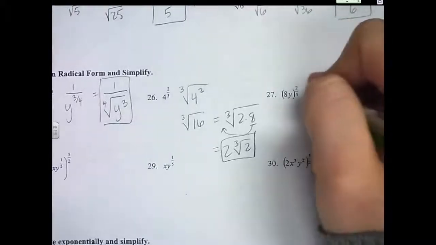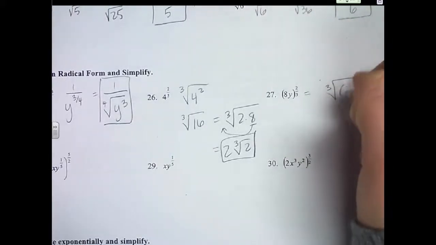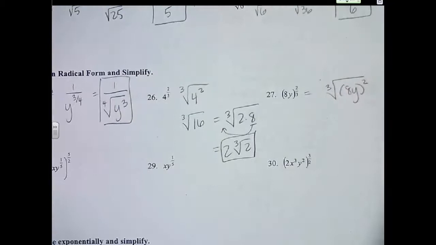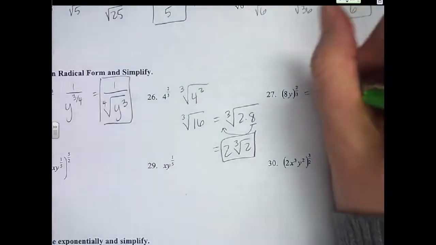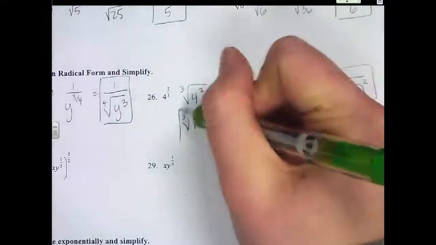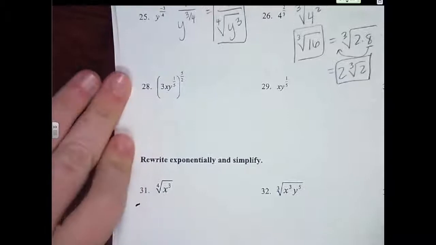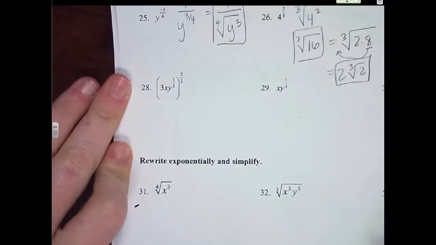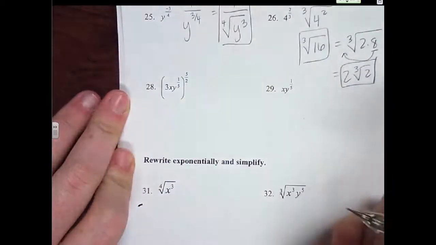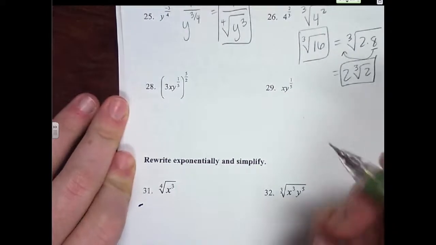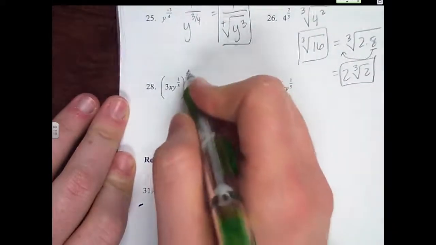Number 27, power over root. So there's my root, and there's my power, and I'm going to leave it like that. Probably should have left that one like that too, but it can be simplified. I'm going to skip 28.